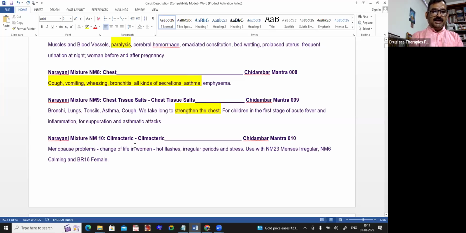And NM10 climacteric is for simple menopause problems. Menopausal problems, any hot flushes, irritation, like that. For many things you can give it. Hot flushes, irregular periods, it is already there, no? It is also given as an example here. It should be given along with the other remedy. But NM10 climacteric is for menopause problems.